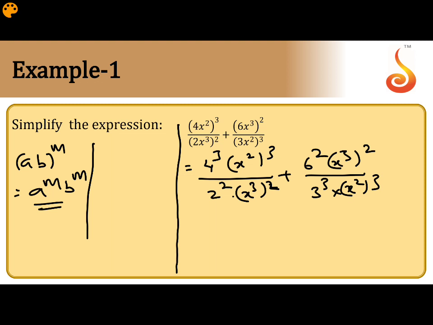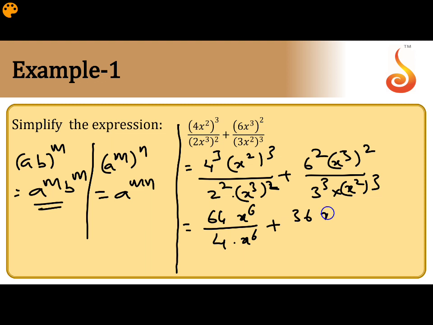I hope clear now. Next, what we can use here. So next another identity, a power m whole power n is a power mn. So this is in the form x square whole cube, x cube whole square, like that. So now 4 power 3 is 64 into x power 6 divided by 4 into x power 6, plus 36 into x power 6 divided by 27 into x power 6.